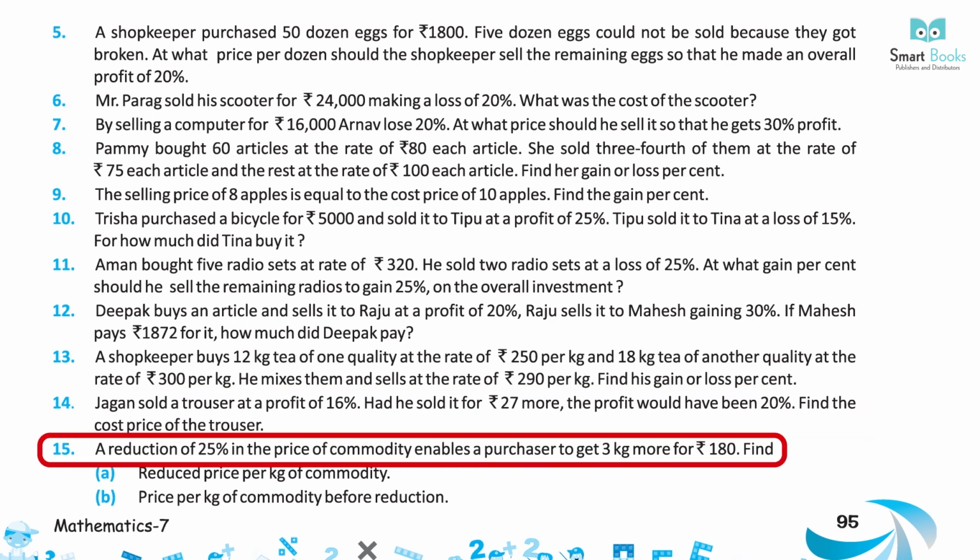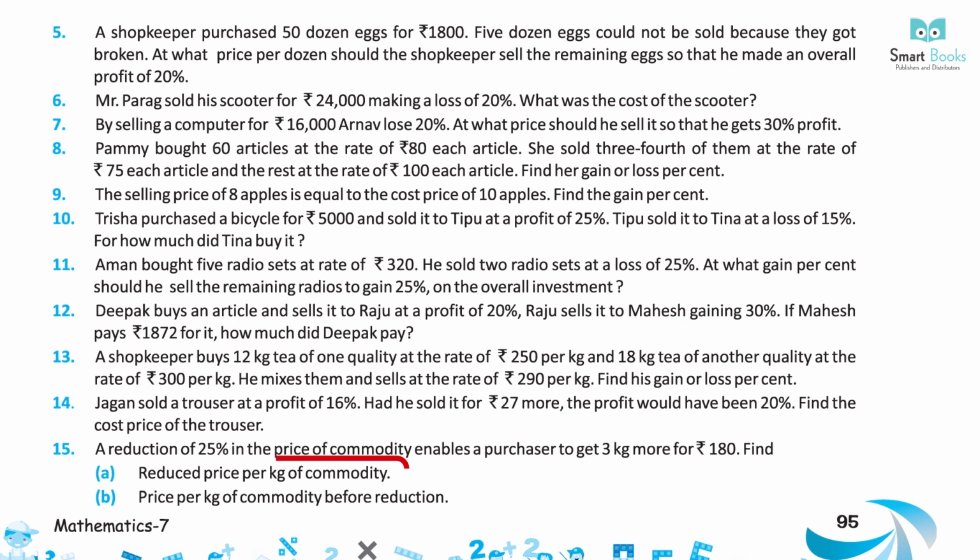Question 15. A reduction of 25% in the price of a commodity enables a purchaser to get 3 kg more for rupees 180. Find A. Reduced price per kg of commodity. Solution: rupees 15 per kg. B. Price per kg of commodity before reduction. Solution: rupees 20 per kg.